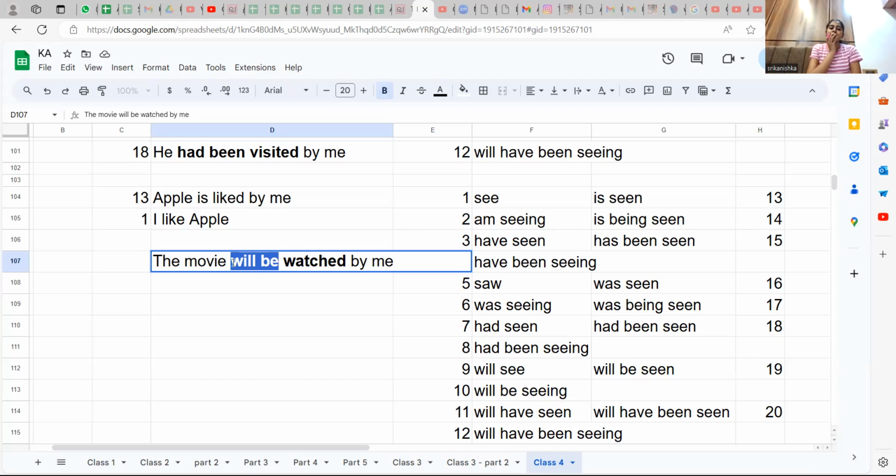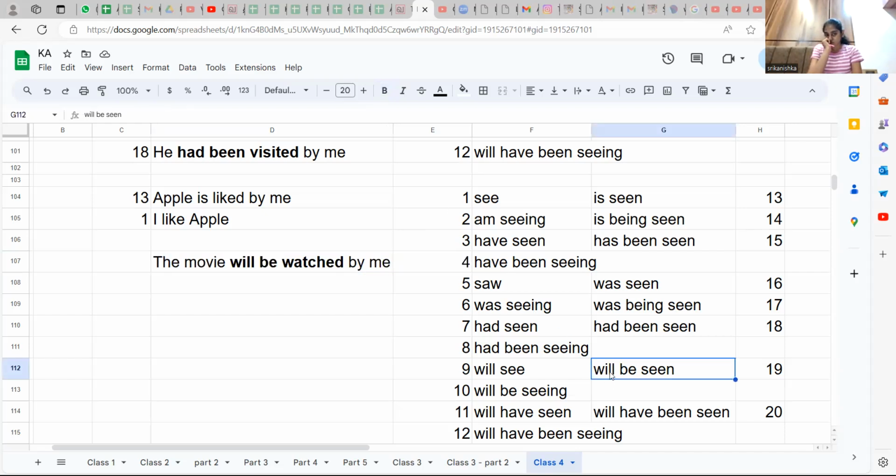Are you able to see all the numbers here? 1 to 9. One. Can you repeat? Will be watched. Nine, number 9? No, it has to be between 13 and 20, passive-wise, right? Will be watched. Look at this, Kanishka. Will be V3 seen. Here, watched is V3. Watched.